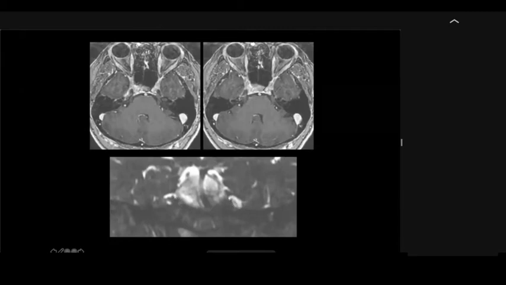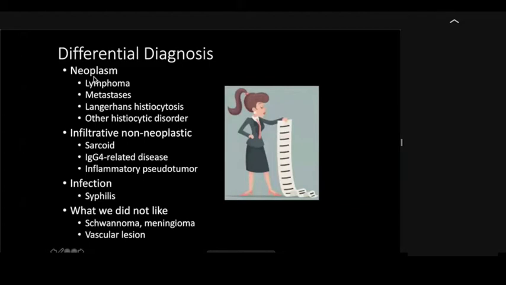normal left side. Our differential was broad and included neoplasms such as lymphoma, metastatic disease, or histiocytic disorders, infiltrative non-neoplastic processes such as sarcoidosis, IgG4-related disease, or inflammatory pseudotumor, though our patient had no pain. We also considered infections, particularly granulomatous infections such as syphilis, and what we did not like were typical Meckel's cave lesions such as schwannoma or meningioma, or any kind of vascular lesion.